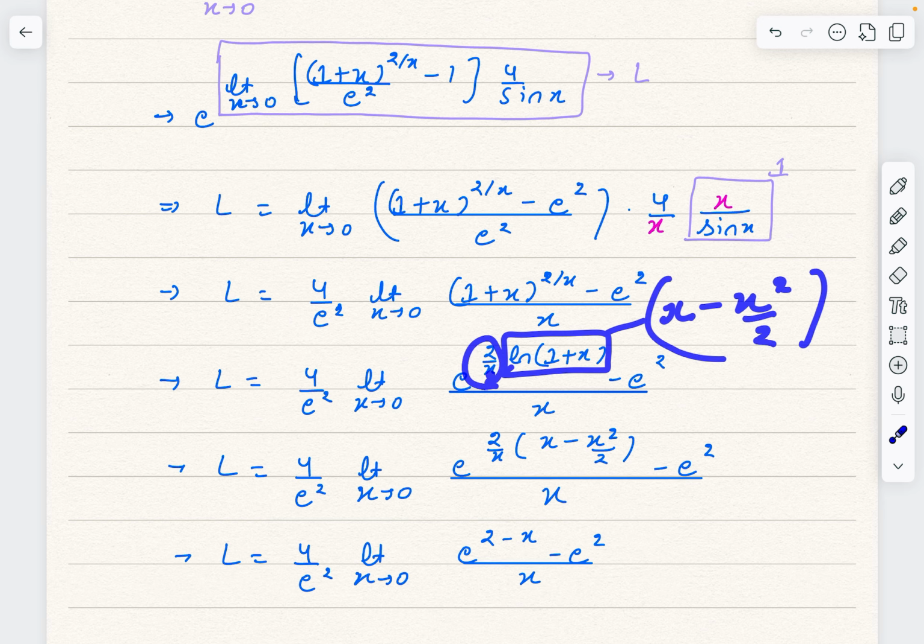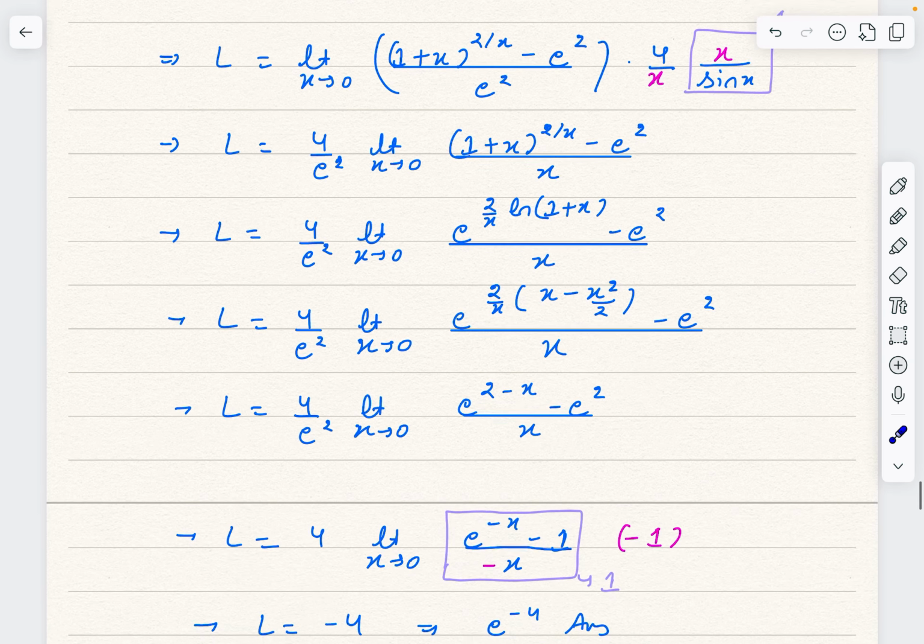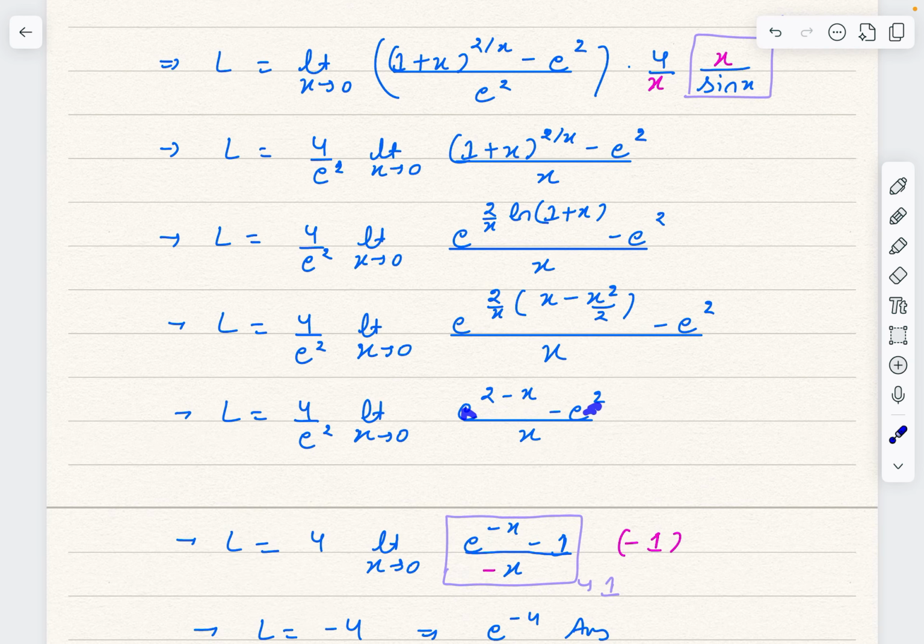So that x square by x will become x. So see here, you get 2 by x, x minus x square by 2 minus e square. Here when you take x inside, you get 2 minus x. Basically 2 by x, when you multiply here, you get 2 minus x. So from these two, we can take e square common out. And outside we have e square, will get cancelled out.